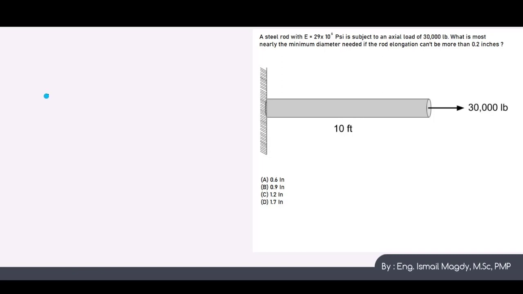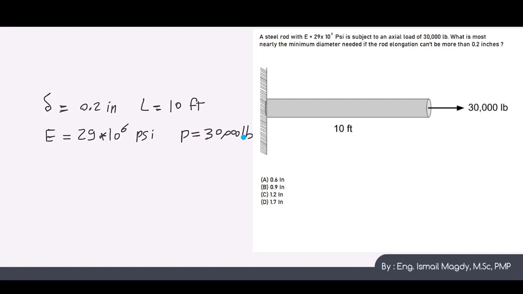So let's start with the data that we know. We know that delta equals 0.2 inch, because this is the maximum allowed delta. And we know that the length equals 10 feet. We know also that E equals 29 multiplied by 10 power 6 psi. And we have P equals 30,000 pounds.